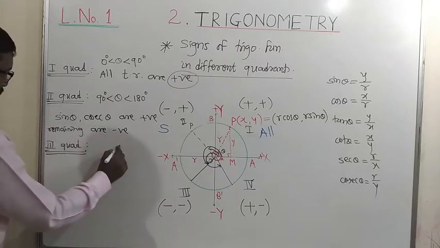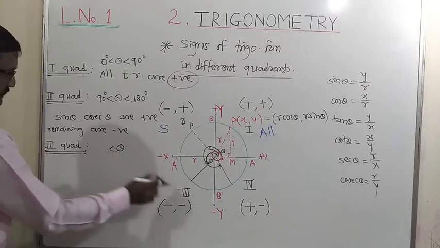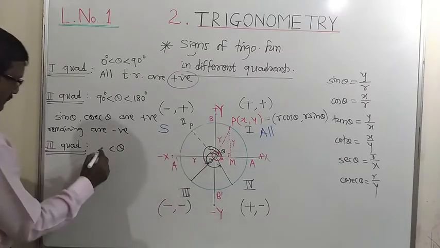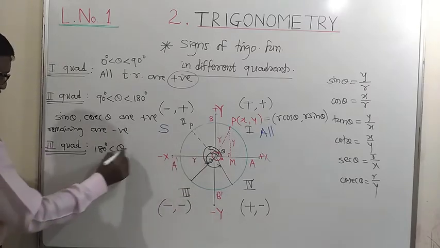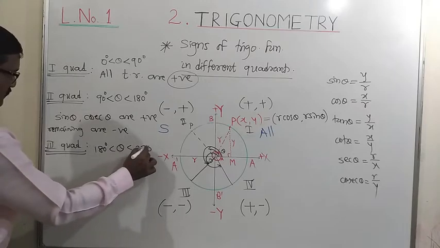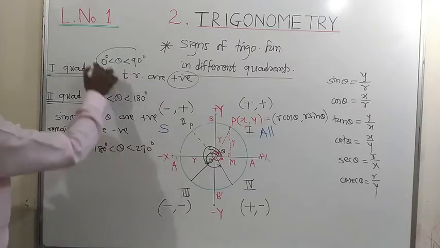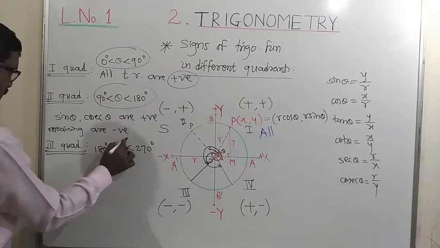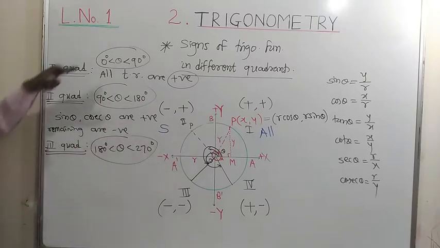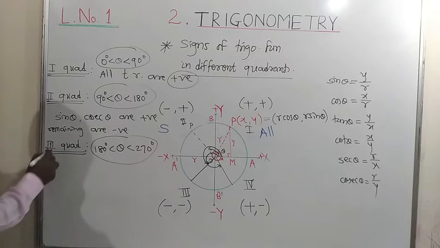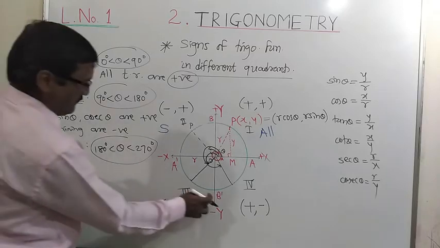Third quadrant is nothing but theta is more than 180 and less than 270 degrees. First quadrant, second quadrant, third quadrant. Remember these limitations for the angle also. So in the third quadrant, theta is greater than 180 and less than 270.